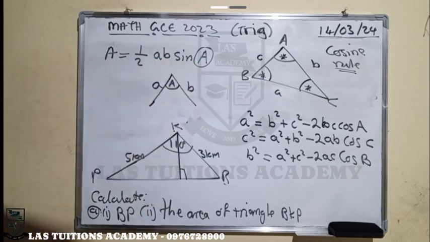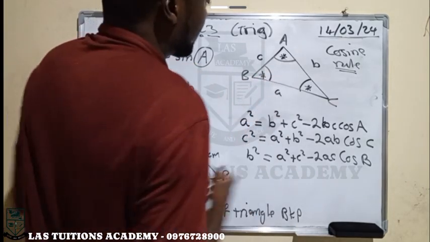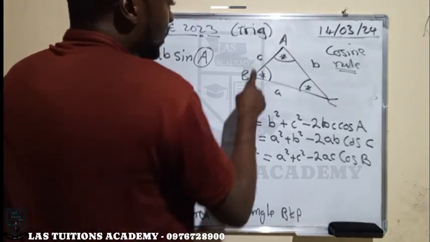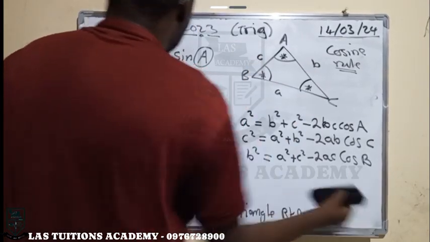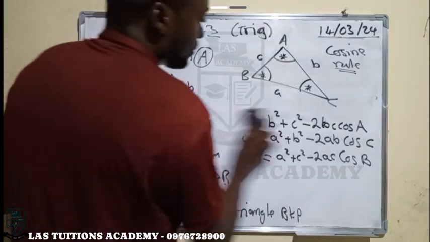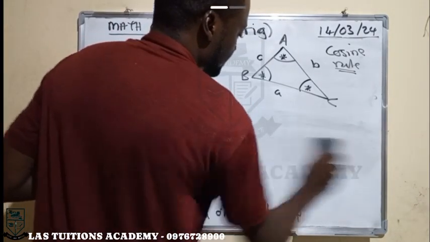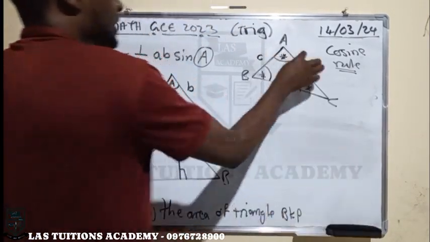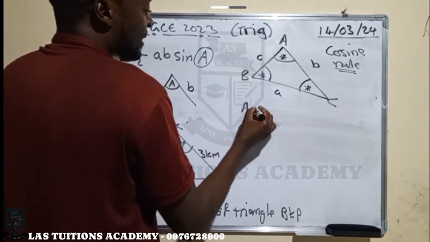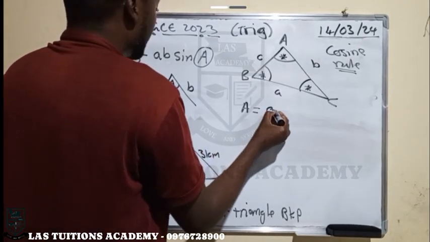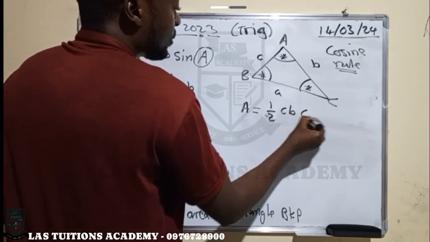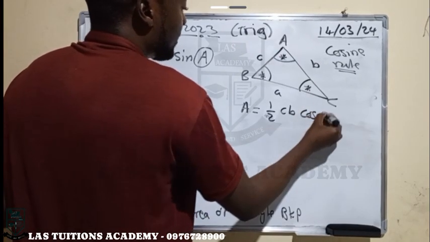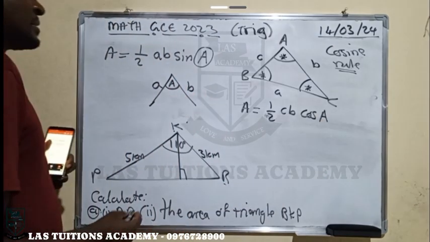So for instance, here, if we want to calculate the area, if we are going to use C and B, then we're going to say area is equal to half CB cos the angle here is A. Okay, we use that angle A.